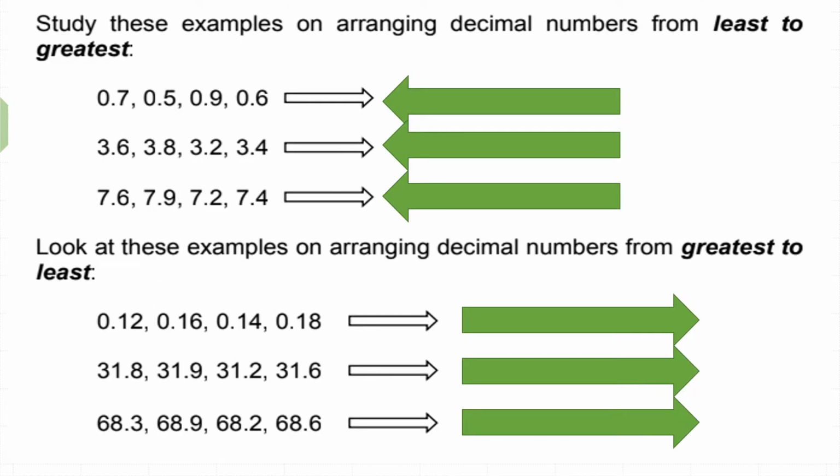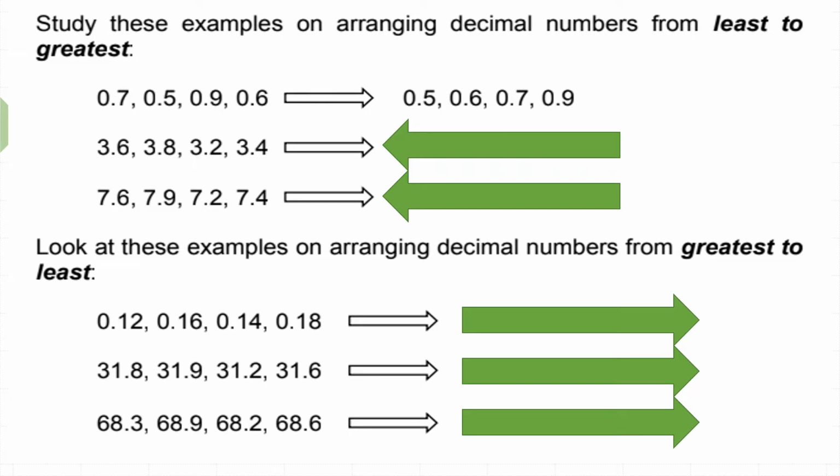Okay, now class, let us study the sample on arranging decimal numbers from least to greatest. You look for the number which is least up to the greatest. So we have 0.7 or 7/10, 5/10, 9/10, and 6/10. Which one is the smallest? 5/10. So the arrangement looks like this: 5/10, 6/10, 7/10, and 9/10. The biggest number is 9.